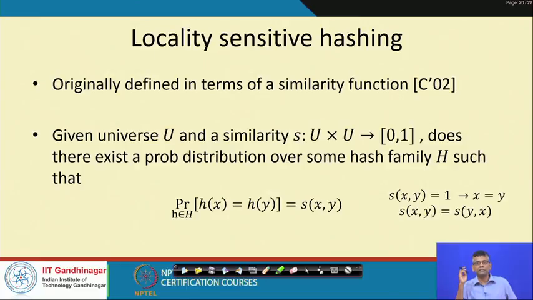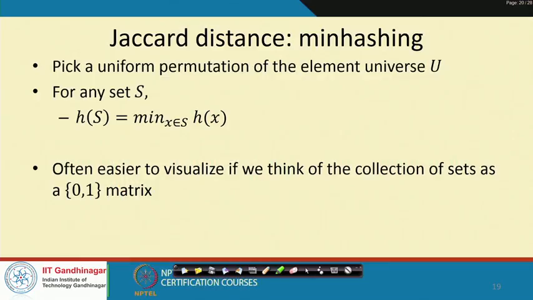So, we have seen at least for two such families, for instance the angle based similarity as well as the Hamming similarity, that we have proven the existence of such hash families. In this lecture, we will investigate a little bit more about some other similarity measures, and then we will see how to actually use such hash families.